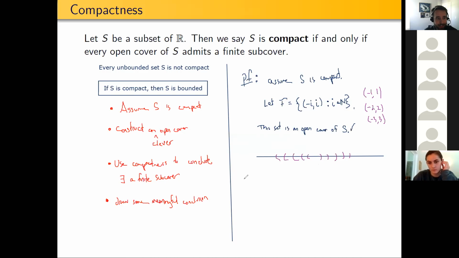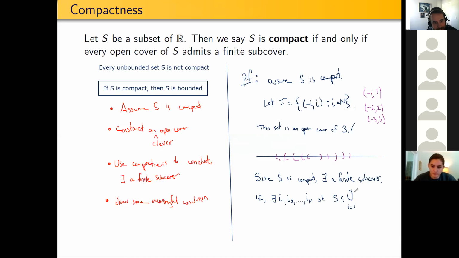Our set S is compact. Therefore, since S is compact, there exists a finite subcover, i.e., there exists a list of indices i_1, i_2, up to i_n, such that our set S is contained in the union, as k goes from 1 to n, of (-i_k, i_k).